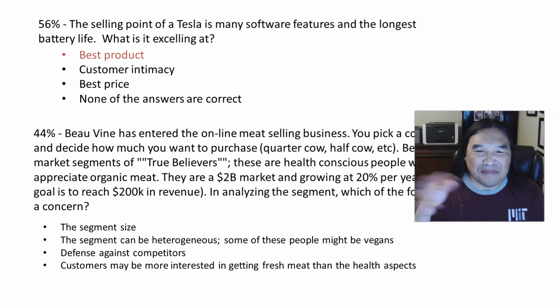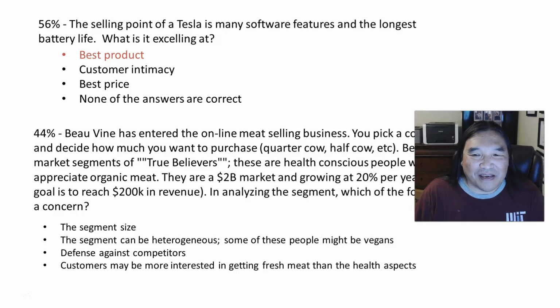Honestly, I just like buying the pieces myself because it all depends on what cow you get.